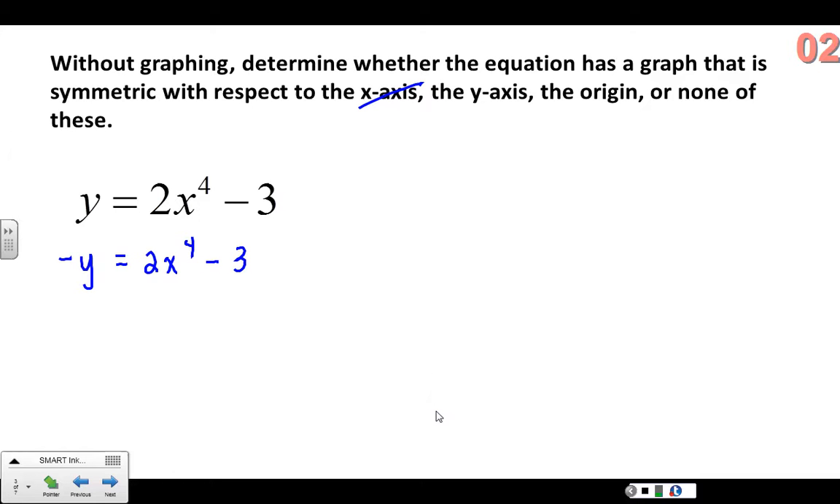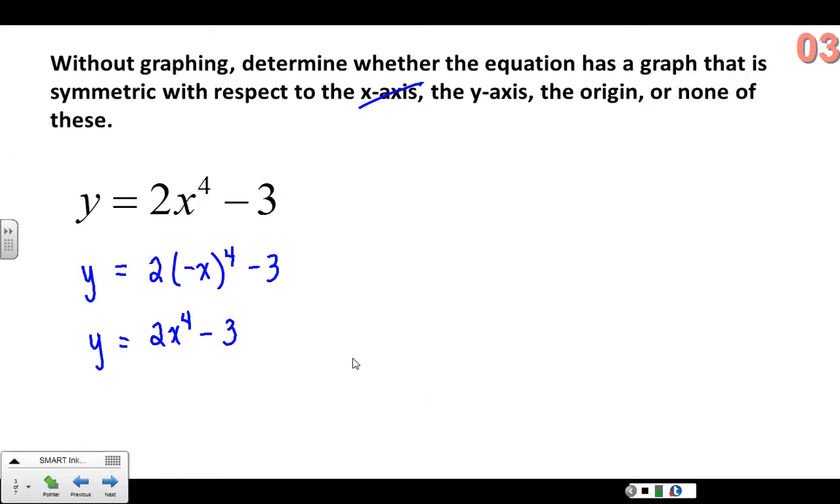So let's erase that. If we replace x with negative x, let's see what happens. In this case, I think we're going to have an issue here. I think it'll work. So negative x, if you raise that to the fourth power, the negative 1 to the fourth will become positive 1. So we'll just get positive x to the fourth. So notice my equation remained unchanged. So we definitely have symmetry with respect to the y-axis going on.